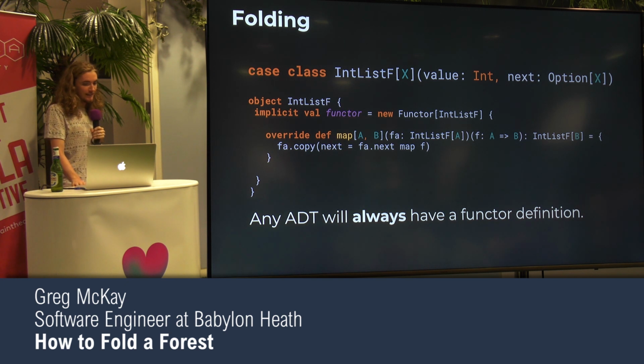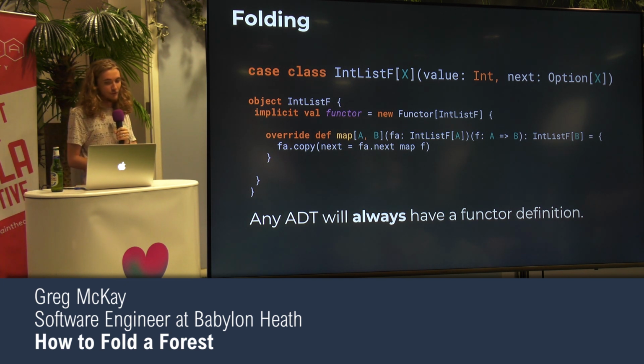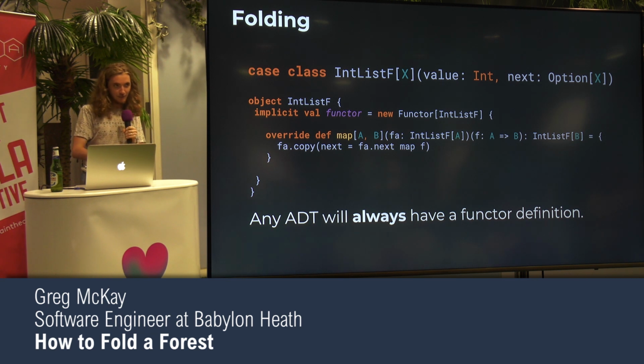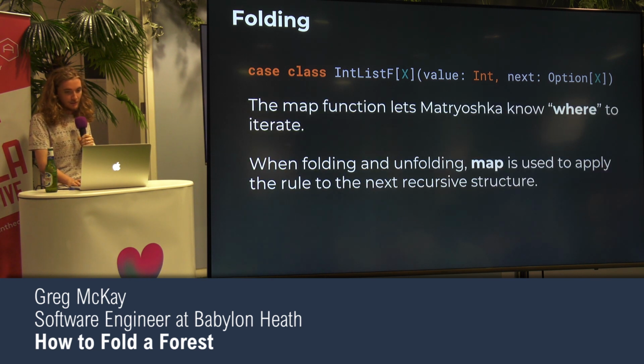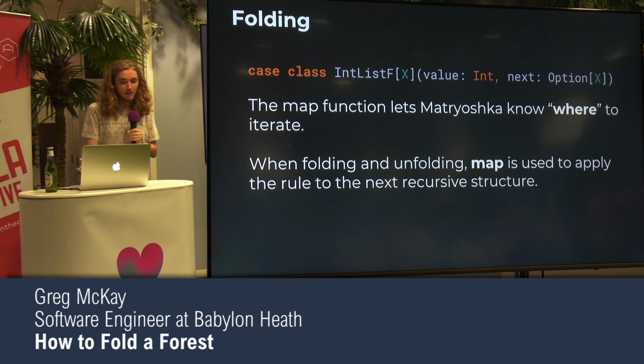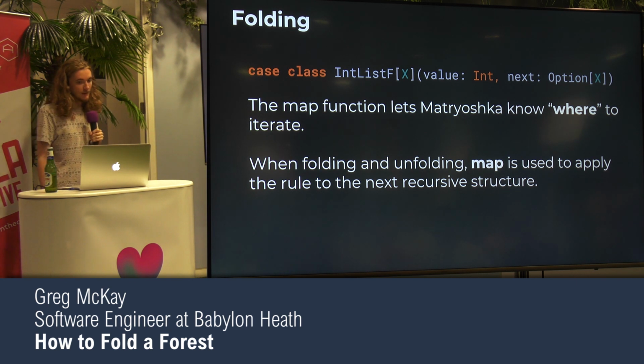Okay, so the first thing we need actually is a functor for our int list. And if you're confused about that, all it means is that you've got a map function on your int list. And don't worry too much, because any algebraic data type will always have a functor definition, and it should be fairly simple to define. So the map function lets Matryoska know where to iterate, where to apply the next step of the rule. And it kind of does this for you, but you have to have the map defined.